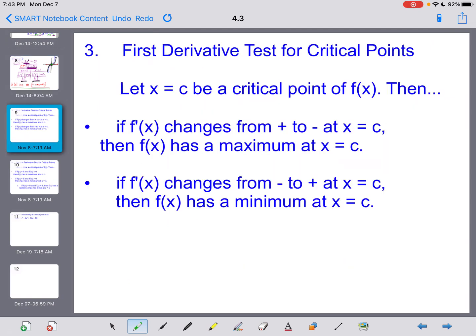Okay, let's move on to 2 new tests right now, and then we're going to see them put together.